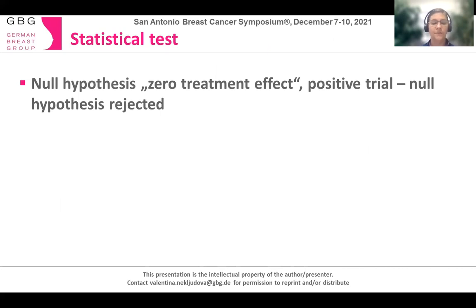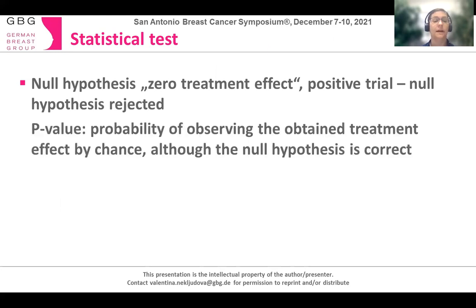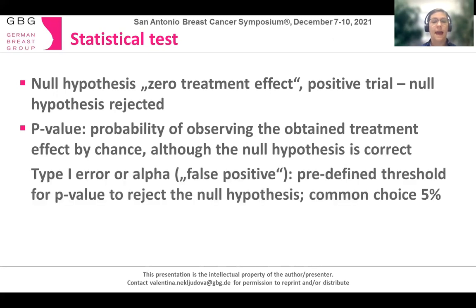We need to define upfront what is considered unlikely. And a p-value, which a statistical test delivers, is a probability to observe the seen treatment effect by chance, although there is none. And the threshold for unlikely is the type 1 error, usually the 5% alpha we are all familiar with.